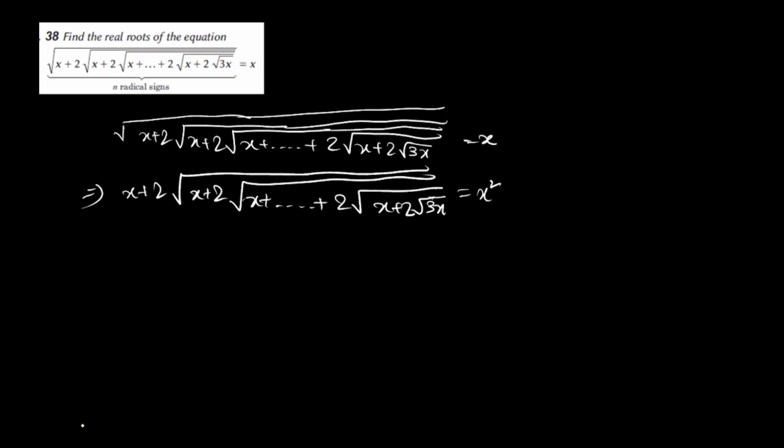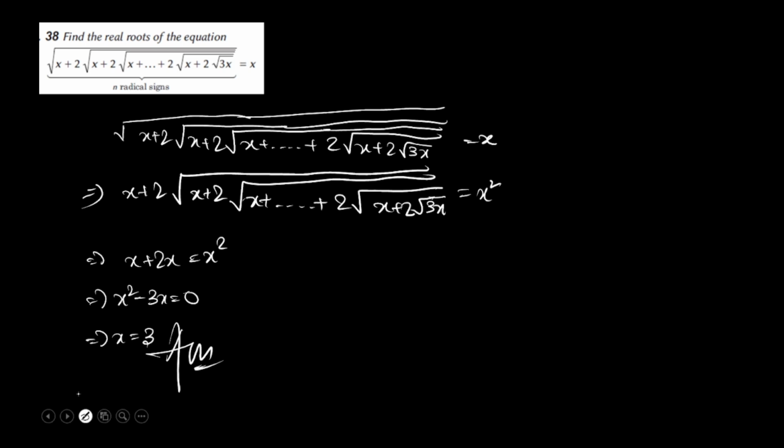So now this will become x plus twice x equal to x square. So normal simplification, x square minus 3x equal to 0, then x equal to 3. Yay, the answer is done.